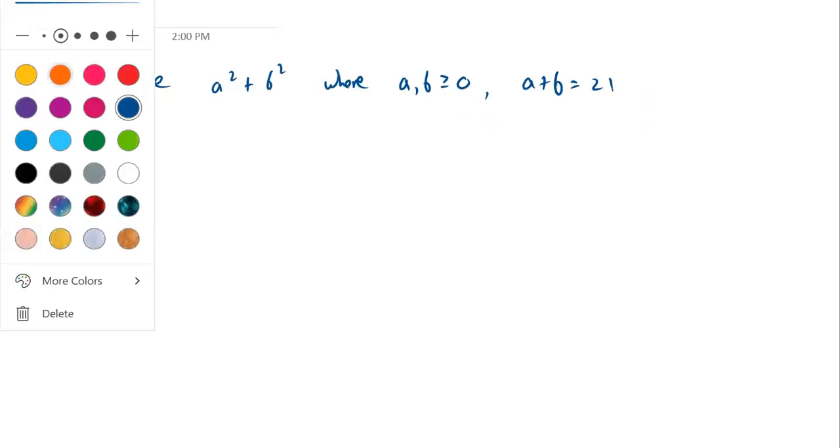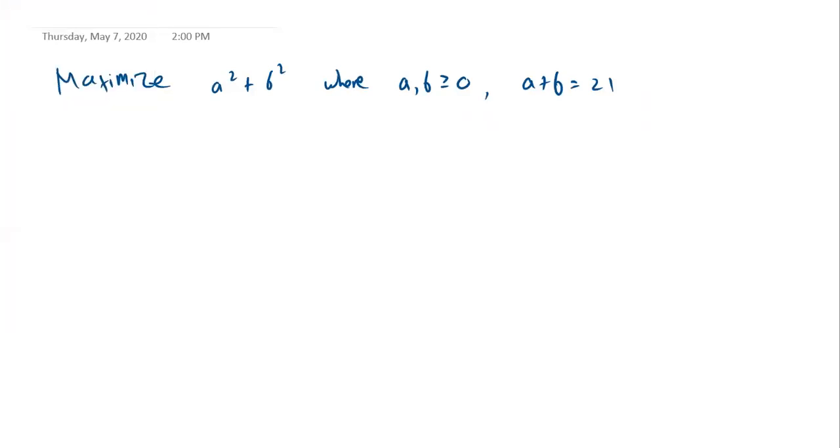So it's a problem we've done before, but let me just give you an example. Maximize a squared plus b squared, where a and b are greater than or equal to 0, and a plus b equals 21, something like that.